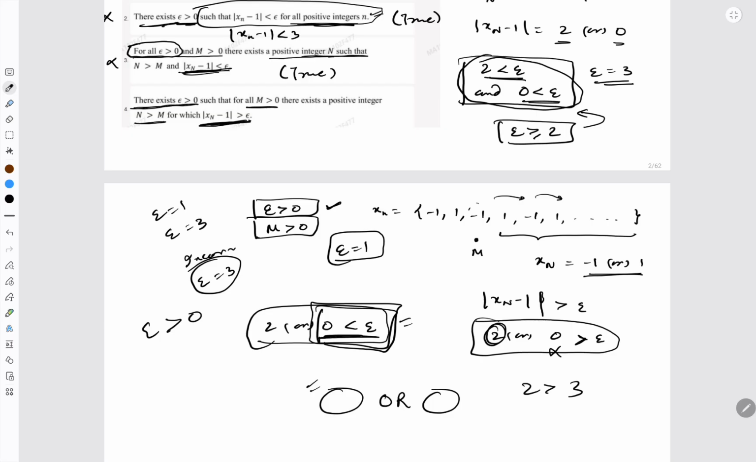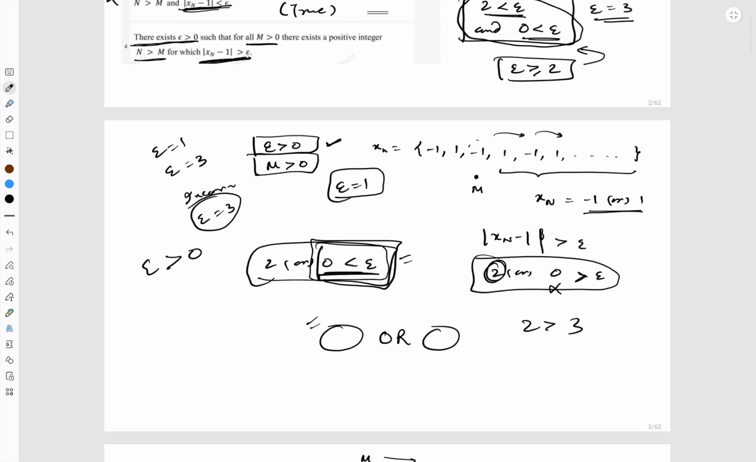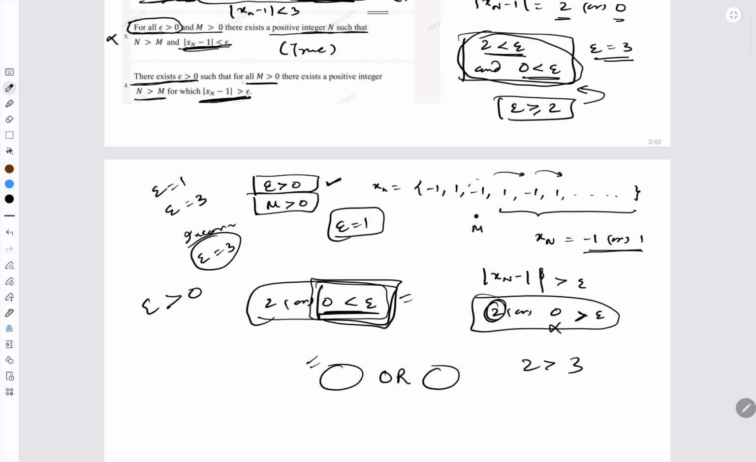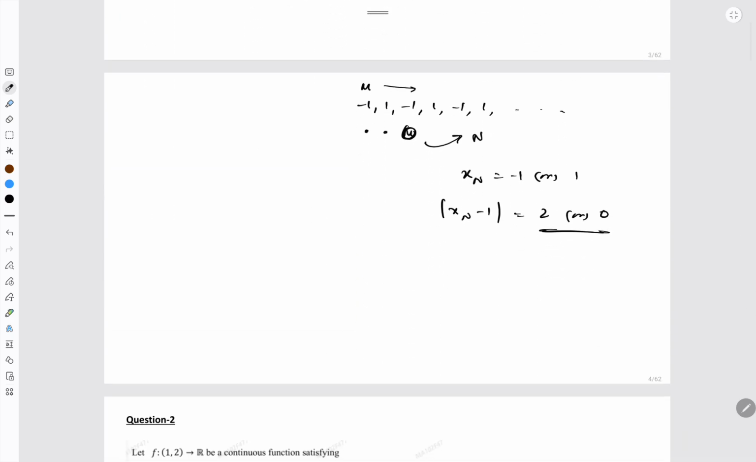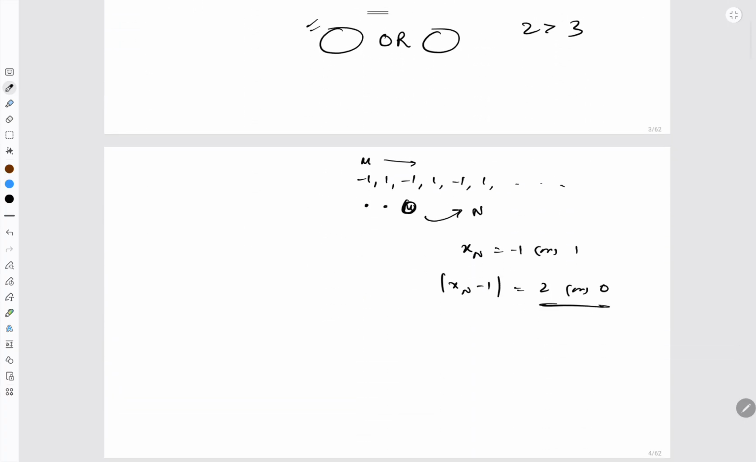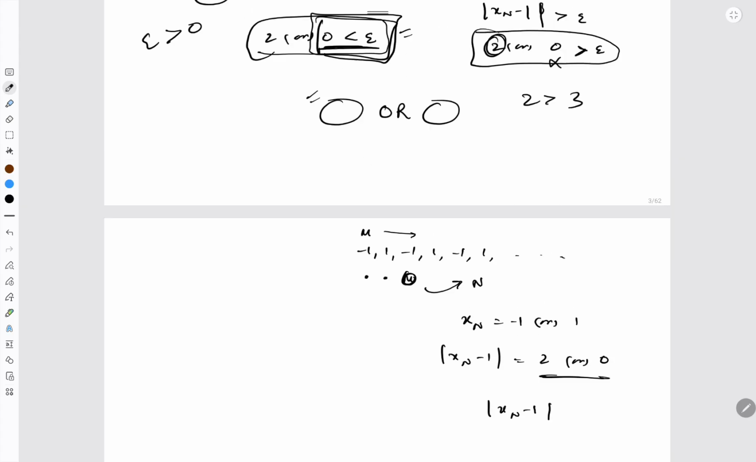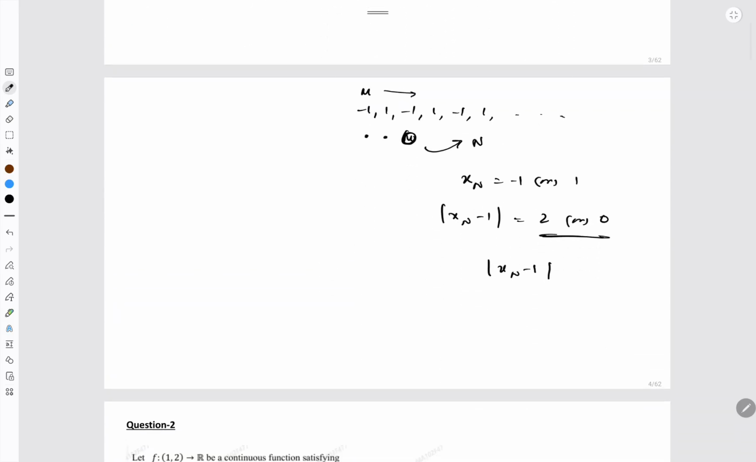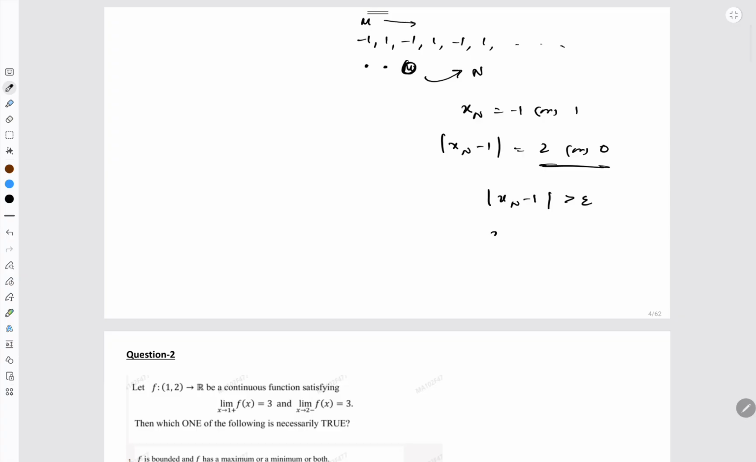So there exist. Before that, I will tell you one thing. This option will be true if I can show any positive integer. There can be one positive integer also, then also that will be true, right? So if I translate it, it is saying xn minus 1 is greater than epsilon. So if I translate it, it will be 2 or 0, right?